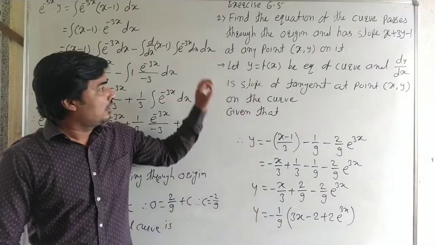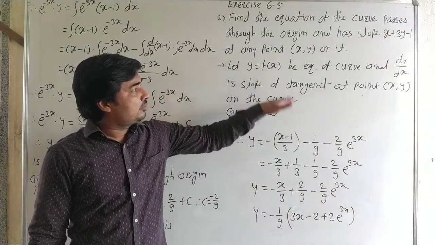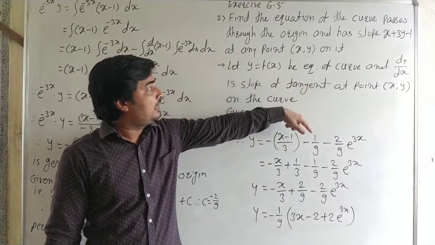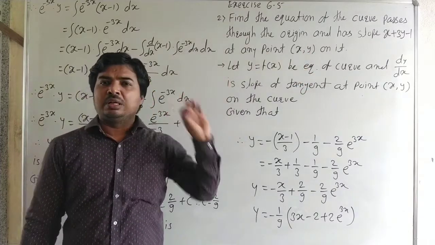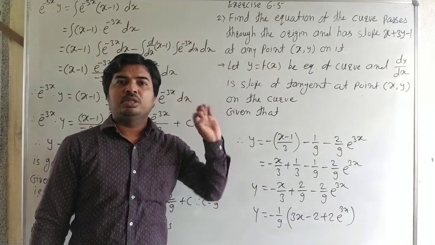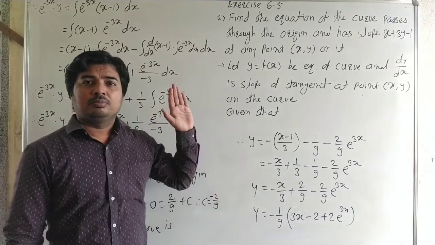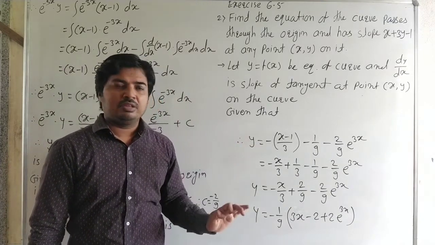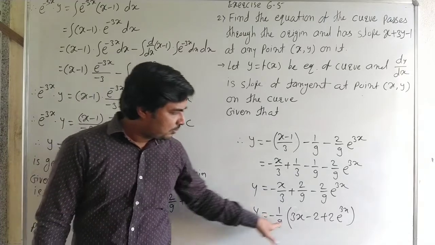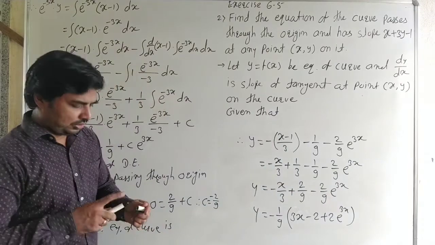Here y is equal to f of x. We take y is equal to f of x as the equation of curve having slope dy by dx, which is x plus 3y minus 1. Then we get the differential equation in the form of a linear differential equation, and we solve it by using the method of the linear differential equation, and we get the answer. It is the particular solution of the differential equation. Now we see the next example.